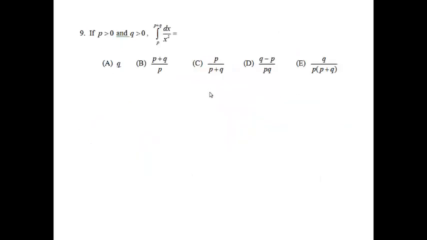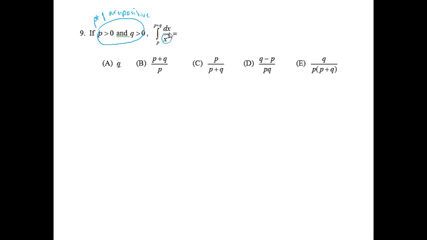Okay, number 9. If p is greater than 0 and q is greater than 0, then the integral from p to p plus q of dx over x squared is equal to what? First of all, I just need to clarify this. They're basically telling me that p and q are positive, and the only reason that they're telling me that is because if they equaled 0, then I'd have troubles because I wouldn't be able to plug in 0 in here. So that's the only reason that they told us that, so we can pretty much ignore it.